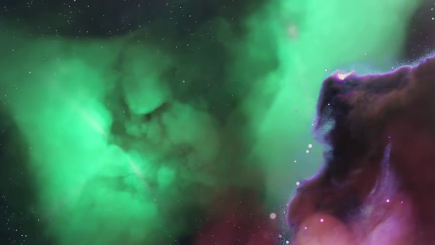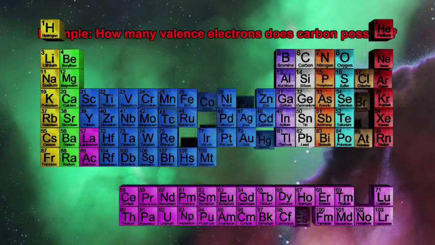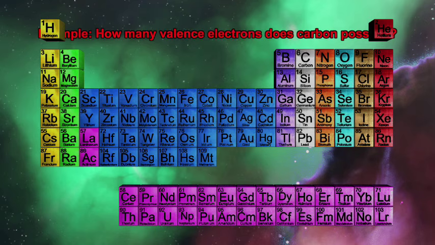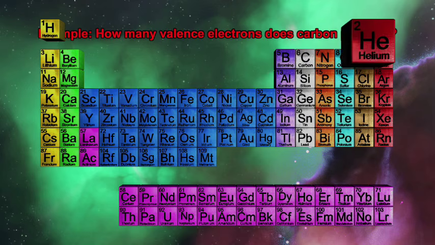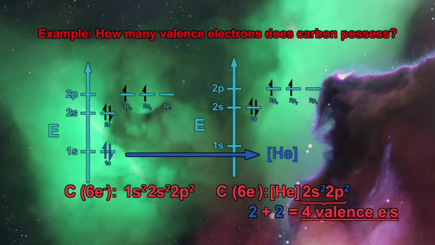To answer how many valence electrons carbon has, we will first write the abbreviated electron configuration. We see that a neutral atom of carbon has 6 electrons. Thus, the electron configuration for the 6 electrons of carbon is 1s2, 2s2, 2p2. However, we need to write the abbreviated electron configuration to answer this question. Thus, we slide back to the nearest noble gas, which is helium. Helium will represent the 2 noble core electrons, which leaves 4 valence electrons.